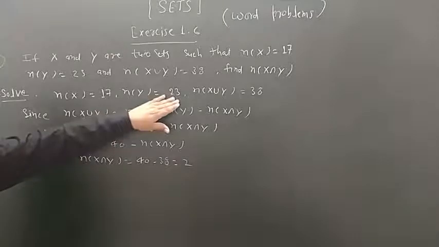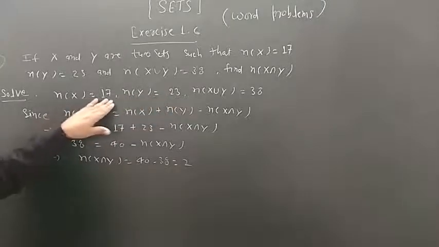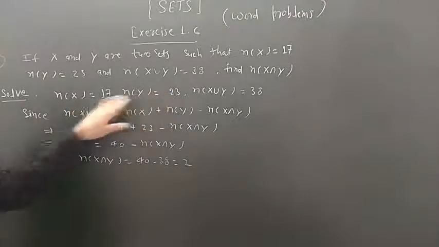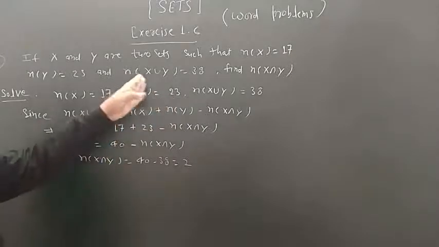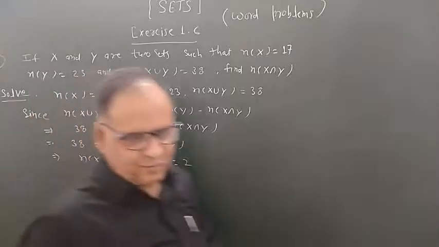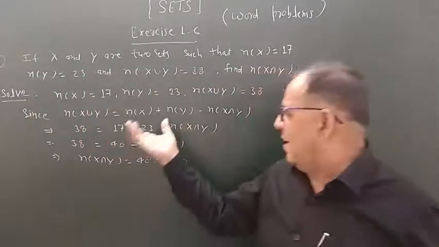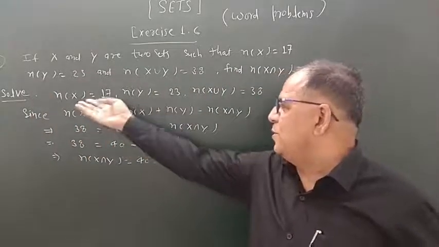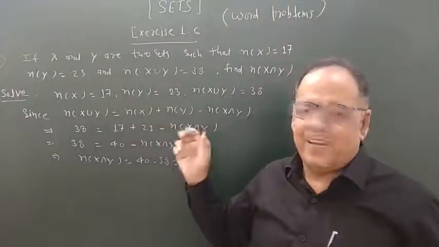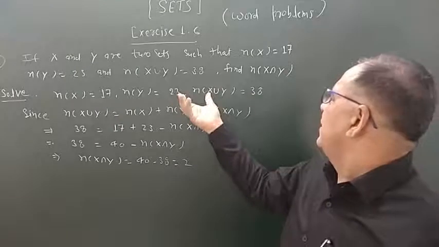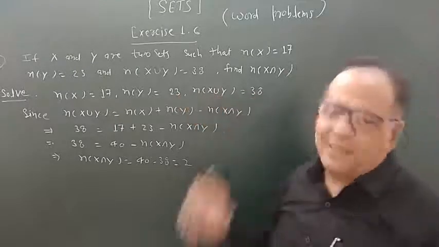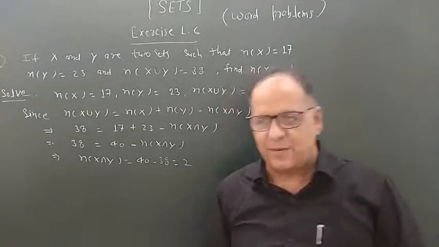If you observe here, n(X) equals 17 and n(Y) equals 23. The total is 40 there, and n(X union Y) is given as 38. Are you understanding? The total of these two values is 40, and the union is given as 38. So how can this be possible?